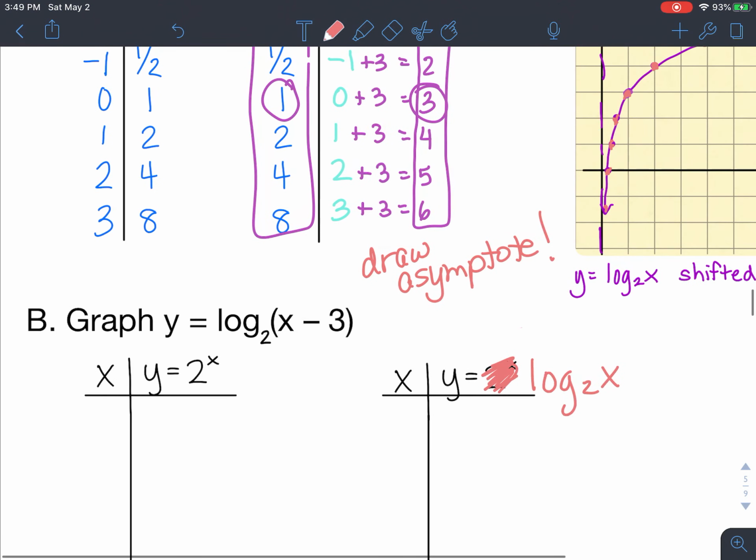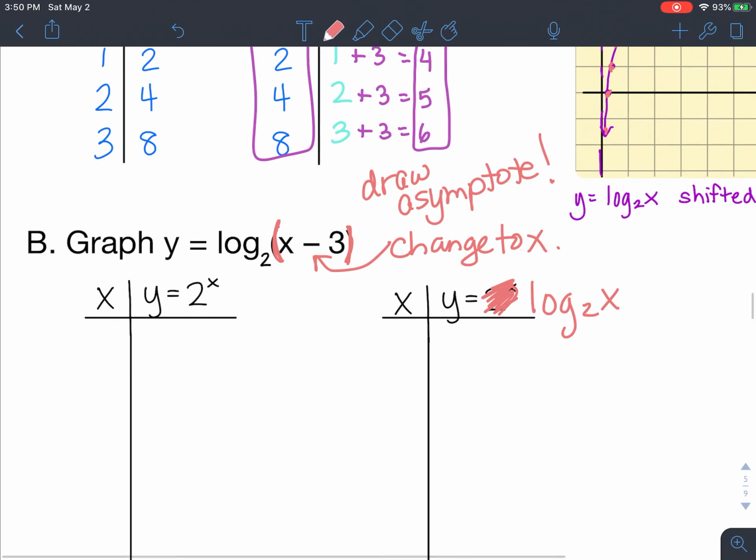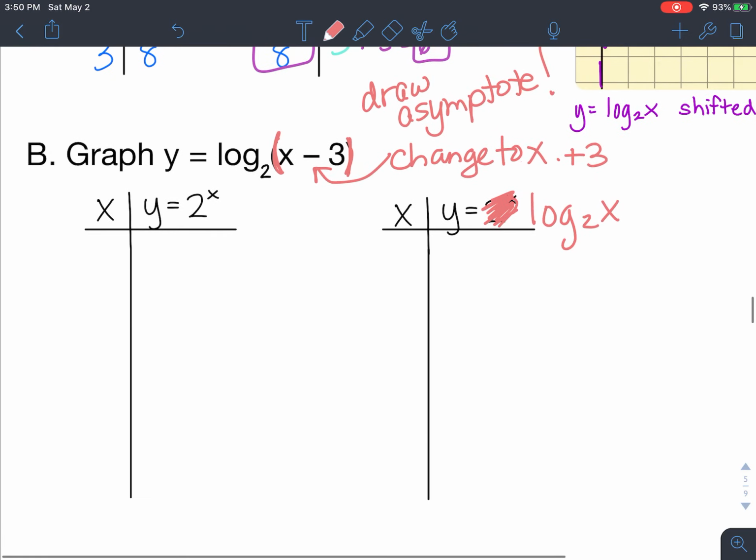So now there's a 3, but it's in parentheses. So this is going to change x. This is a change to x. But remember that whatever happens to x happens in reverse. So if it says x minus 3, I'm really going to be adding 3 to all of my x values.